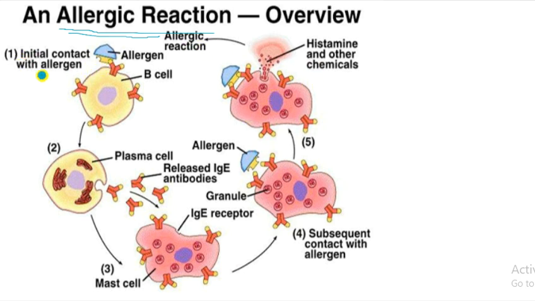That's why, as I already said, at the initial contact of the allergen with B cells, the plasma cells produce IgE antibodies, and they bind with mast cells. They attach to the surface of the mast cell. Then on the second exposure to the allergen, with IgE, the mast cell undergoes the degranulation process. Histamine is released. The allergic reaction takes place.